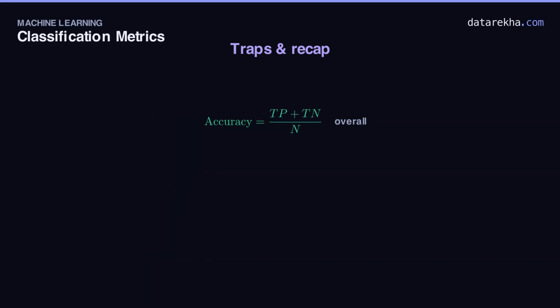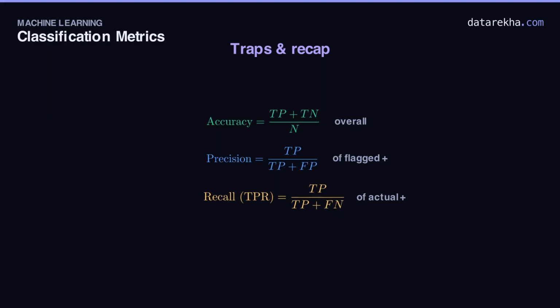Start from the confusion matrix, TP, FP, FN, TN, and check the total. Accuracy is the correct diagonal over N. Precision is true positives over everything you flagged positive. The cost of false alarms. Recall, also called sensitivity or TPR, is true positives over everything actually positive.